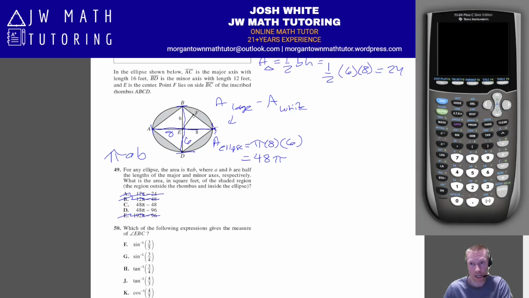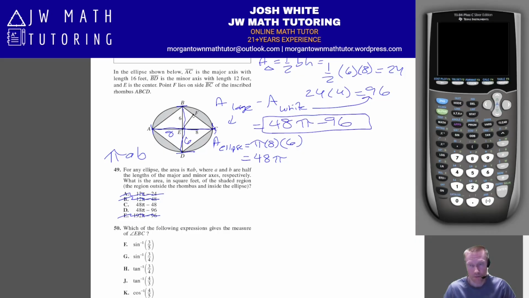Again, then we would take that 24 and multiply it by 4 to account for all 4 triangles, and that would give us 96 as the area of the white part. So now for the overall answer, we're just going to subtract 48 pi minus 96. Area of the entire ellipse minus area of the rhombus. So the correct answer is going to be letter D.